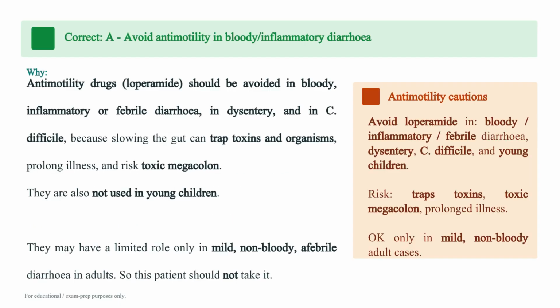The answer is A. Avoid loperamide here because bloody diarrhea is different. Antimotility drugs should be avoided in bloody, inflammatory, or febrile diarrhea, in dysentery, and in C. difficile because slowing the gut can trap toxins and organisms, prolong the illness, and risk toxic megacolon. They are also not used in young children. They may help only in mild, non-bloody, afebrile diarrhea in adults. So this patient should not take it.